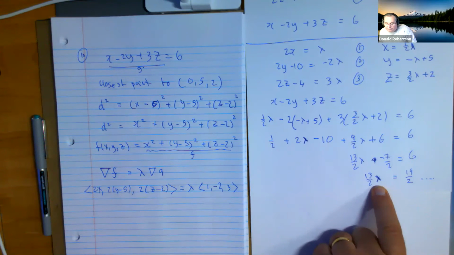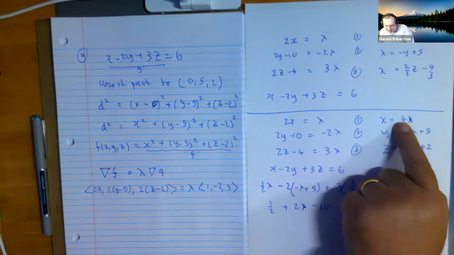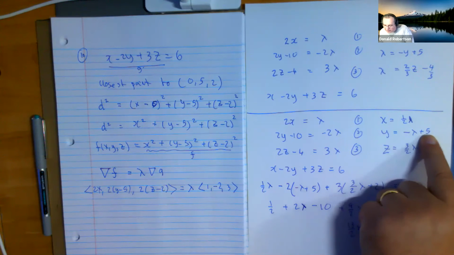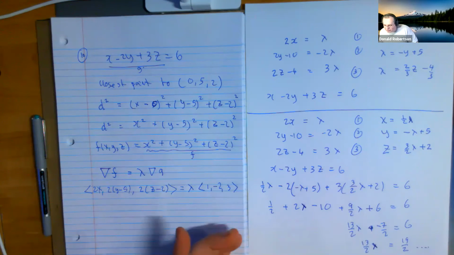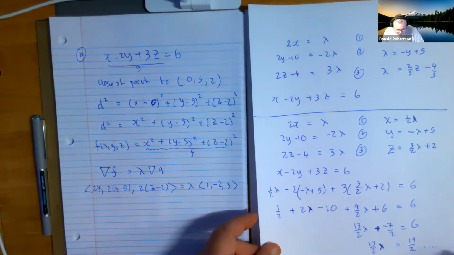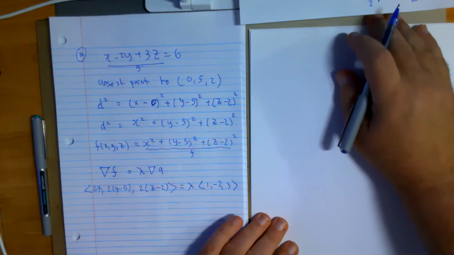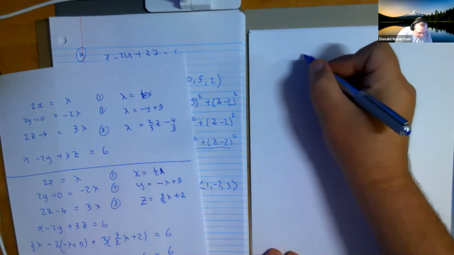In a few seconds from now, wouldn't I be able to tell you what lambda is? It's a horrible fraction. But once I know what lambda is, won't x be a half of that? Won't y be whatever this is? And won't z be that? And we've got our guy. Right. Now that I've seen how bad that is, I'm going to show you how I would have tackled that question differently.